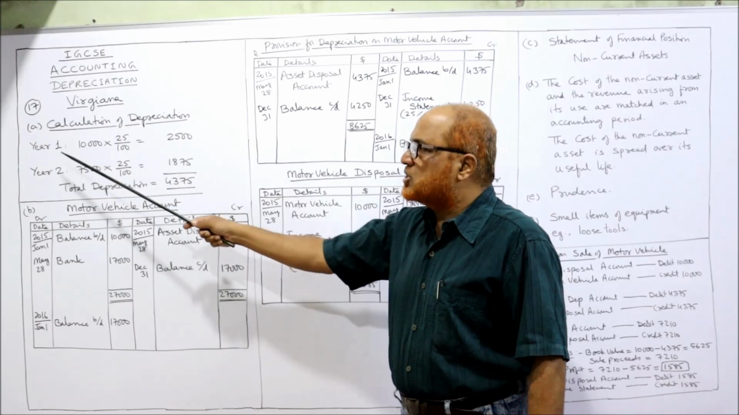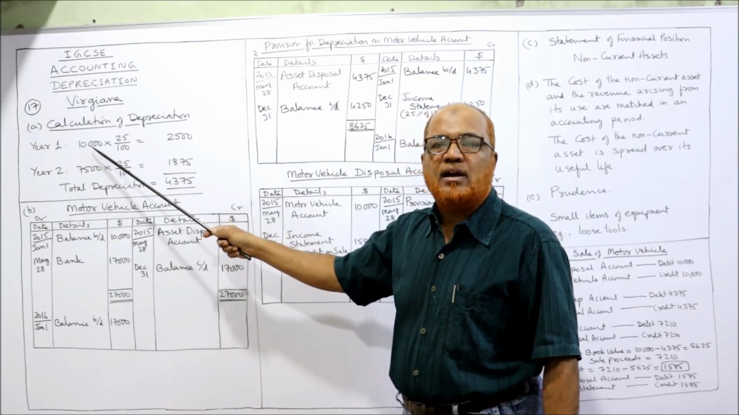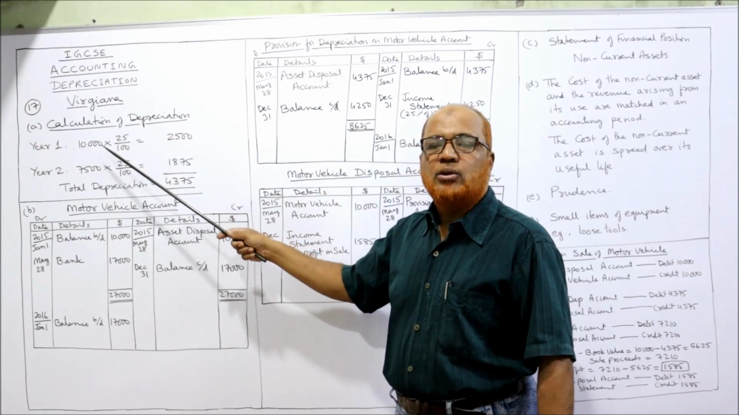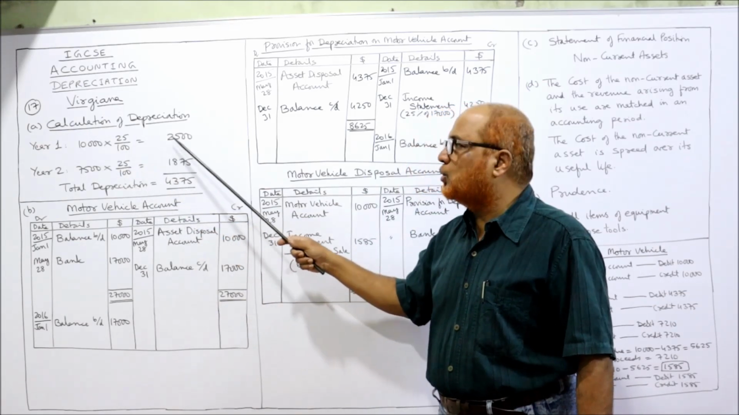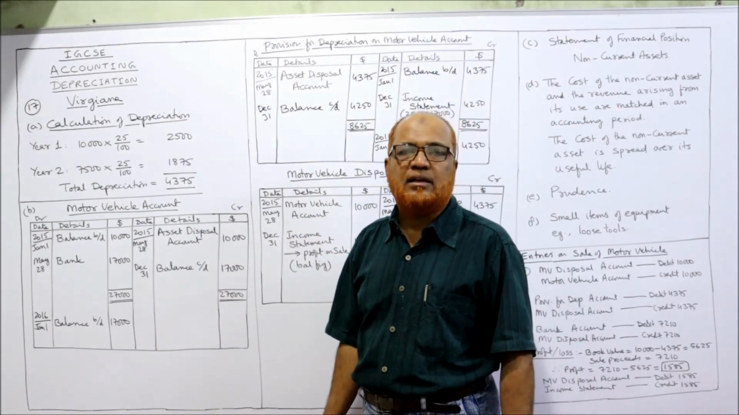So, calculation of depreciation, year 1. This is 2013. What is the cost of the motor vehicle? 10,000. What is the rate of depreciation? 25%, so 25 by 100. So 10,000 into 25 by 100 gives 2,500, which is the depreciation provided in the first year, 2013.